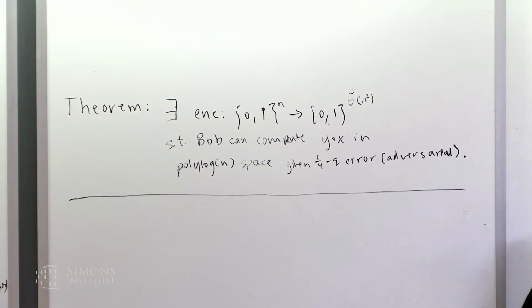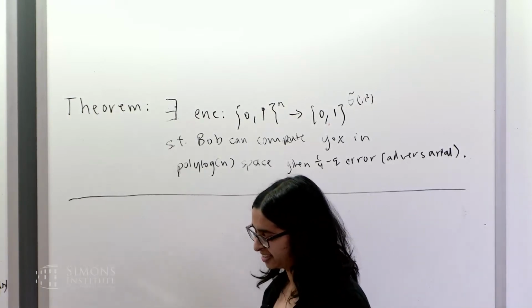Do you construct this encoding, or do you just show that it exists? We construct the encoding. Okay. Does that seem reasonable? I don't know. Can I move on? Okay. Cool.